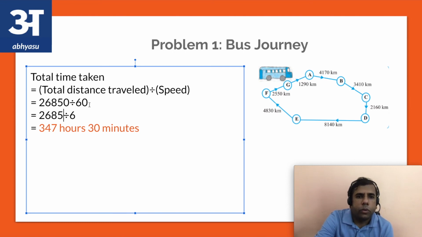So let's divide the two, which is the same as 2685 divided by 6, right? You cancel out the zeros from each side. The answer is going to be the same as 2685 divided by 6. If you do the division, the answer is going to be 347 hours 30 minutes. So the total time taken is 347 hours 30 minutes, or 347 hours and half an hour.